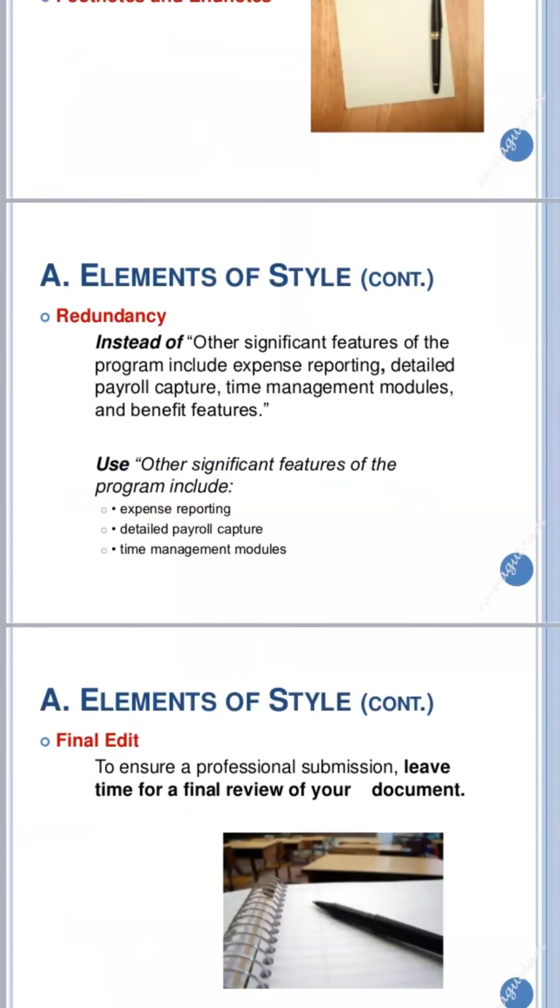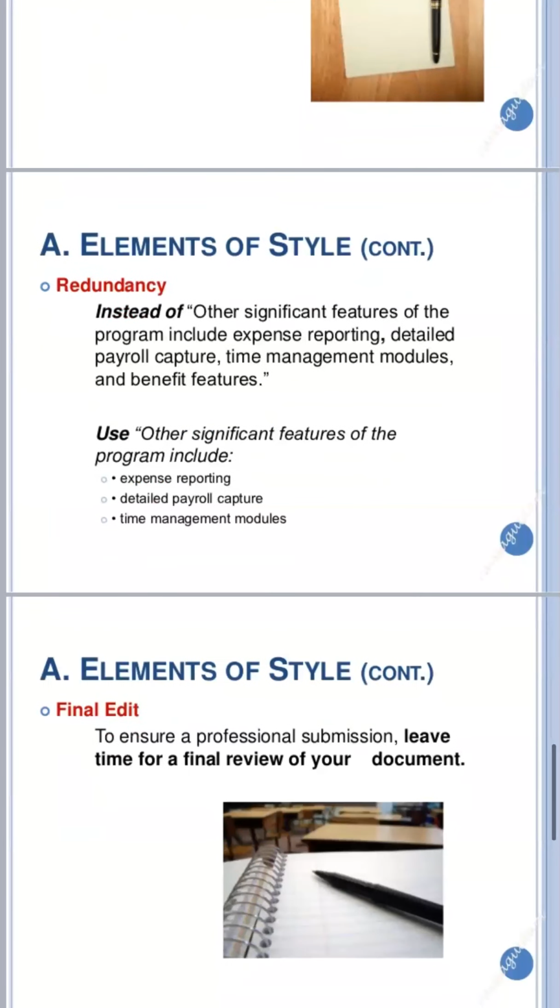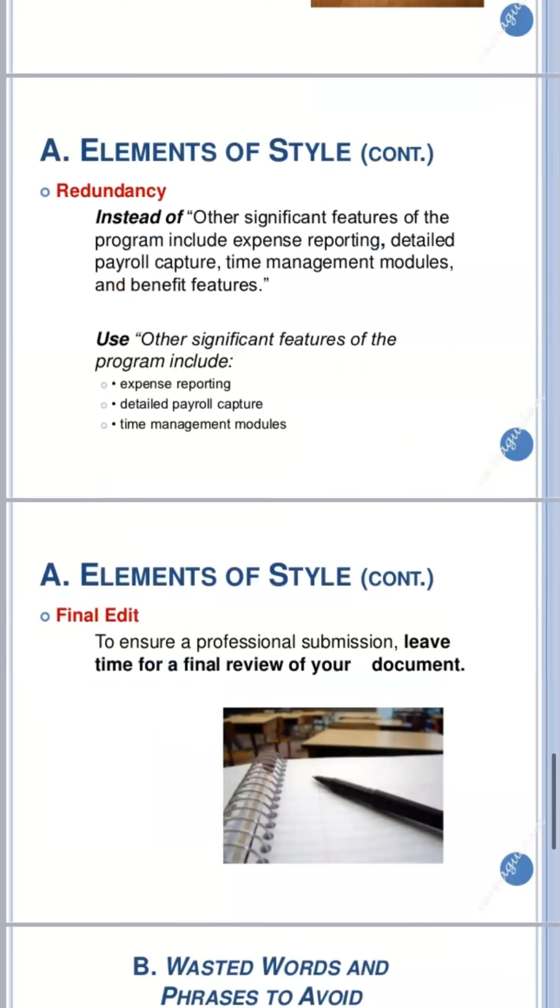Then elements of style also include redundancy. When we talk about redundancy, we have to keep in mind that instead of "other significant features of the program, including expense report, details, payroll," we have to use a significant program of bullets instead of making it into a paragraph. So don't use them in paragraph writing, but go for bullets as we have discussed earlier.